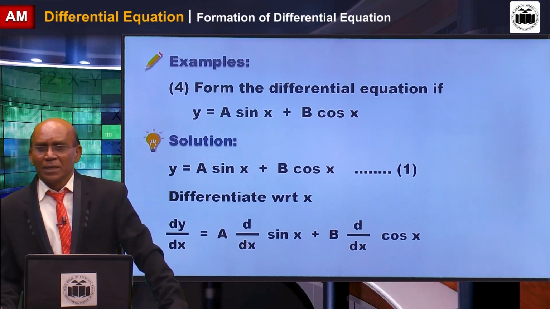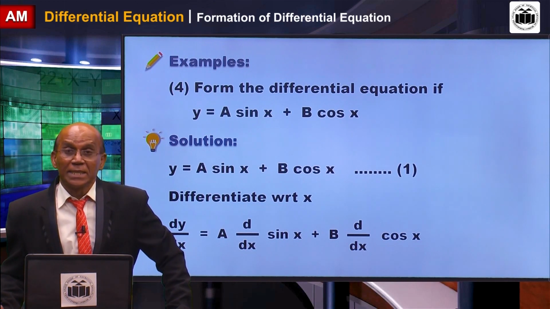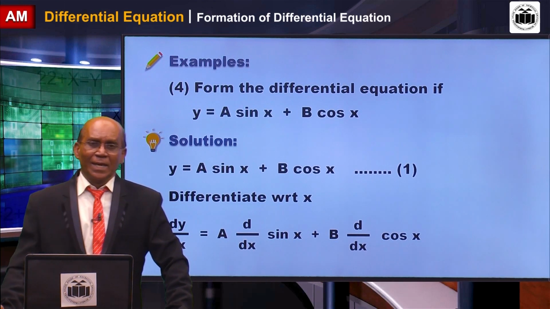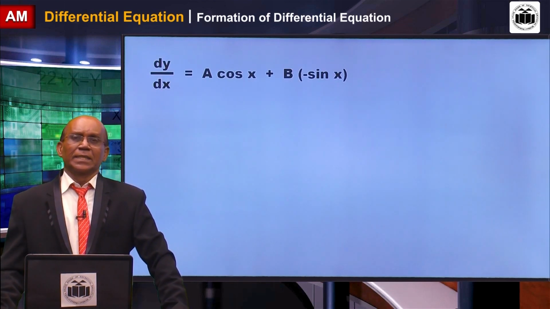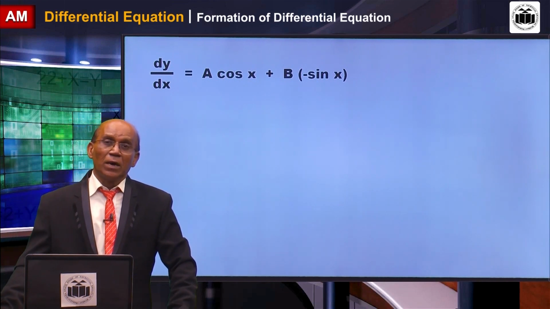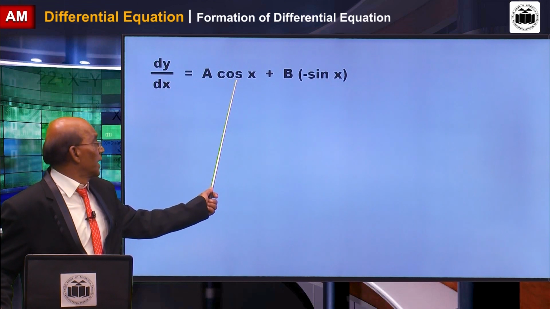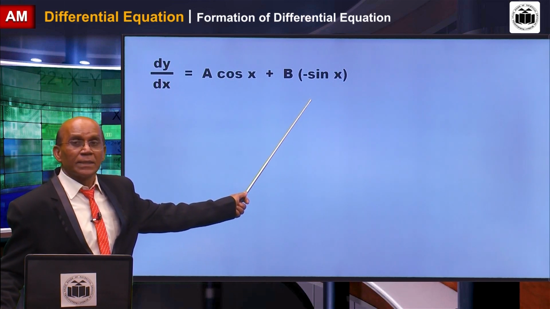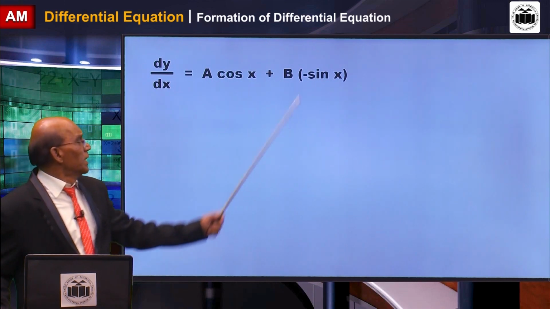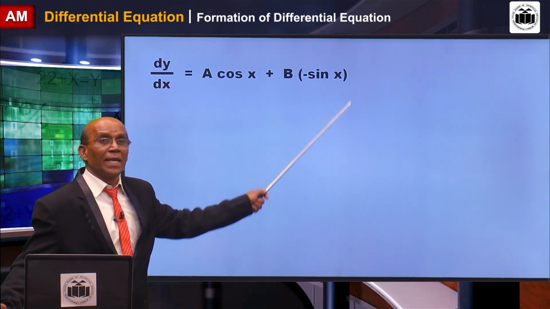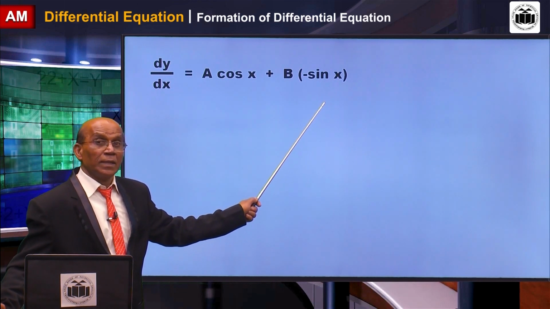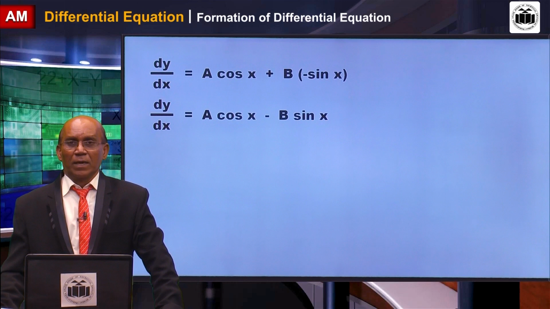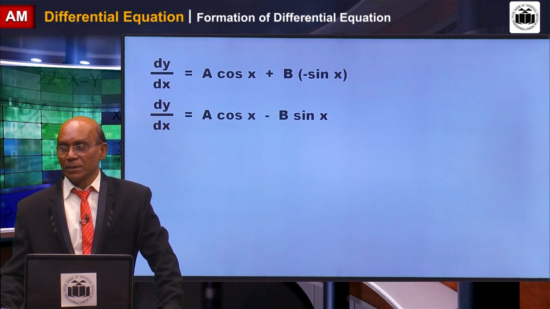Keep in mind what the derivative of sin x is and what the derivative of cos x is, because it is given in the standard form, and hence dy by dx equals a cos x plus b into minus sin x. Keep in mind carefully that the derivative of sin x is cos x, and mostly students make a mistake with the derivative of cos x, because in the student's mind the derivative of cos x is sin x. So finally on the right hand side we get a cos x minus b sin x.